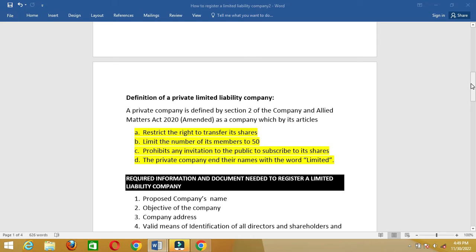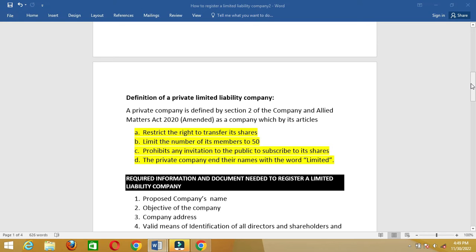That simply means that a private limited liability company is not allowed to trade their shares in the stock market. Number 4, the private company ends their names with the word limited. So whenever you see a company whose name ends with limited, like Polaris Bank Limited for instance, or JPS Limited, these are private limited liability companies.